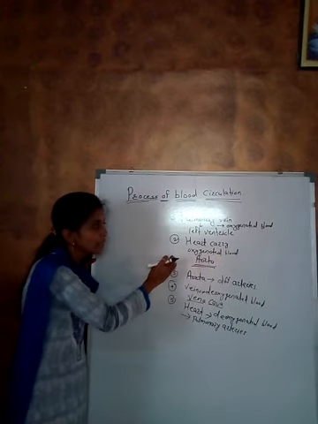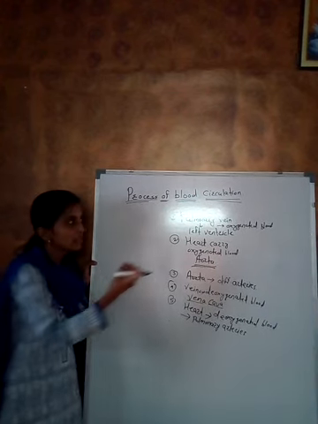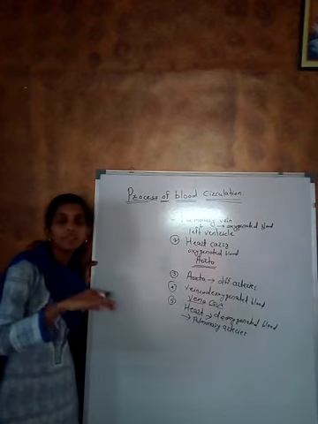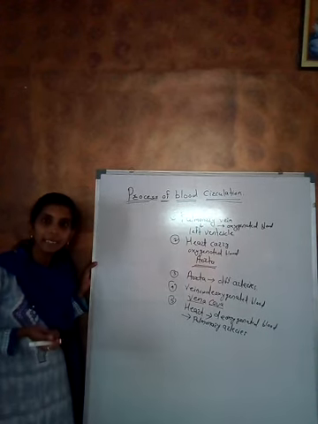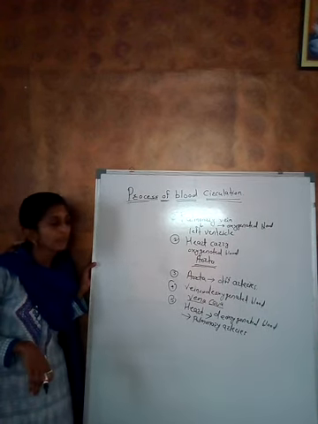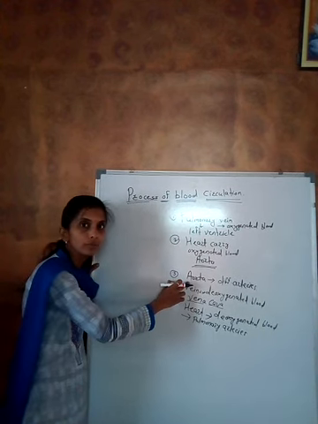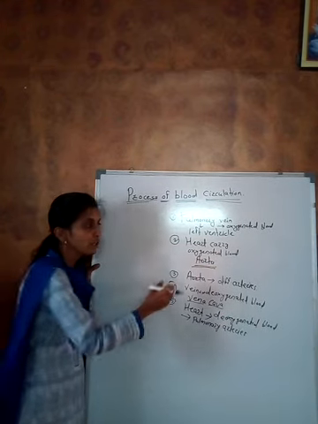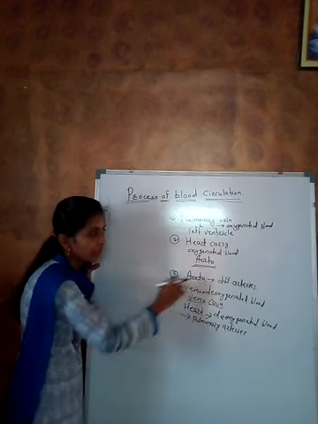Then what happens in the second step? The heart brings the oxygenated blood from the pulmonary veins and carries it to the aorta. The aorta is a type of artery that supplies the blood to all parts of our bodies. Then in the third step, the aorta carries this oxygen-rich blood to the different arteries in our bodies.